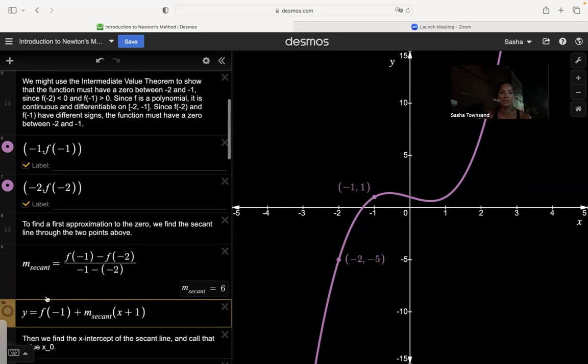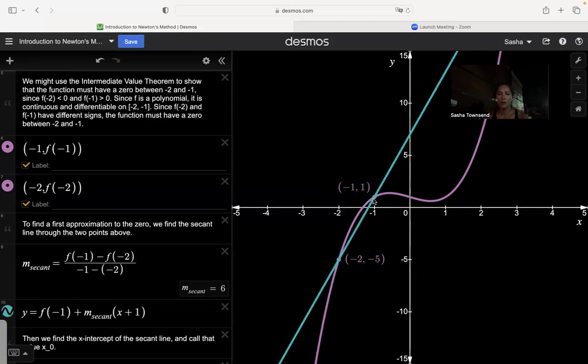And then the secant line just passes through this point, -1, 1. So the y value there is the function value at -1, which is 1, plus the slope of the secant, which is change in y over change in x, times the change in x. And the change in x is x minus the -1, which is x plus 1. So if we graph that secant line, we see it.